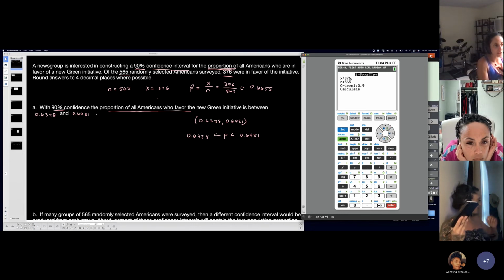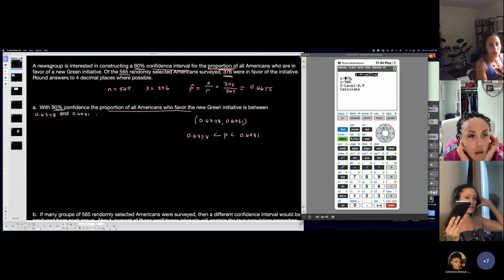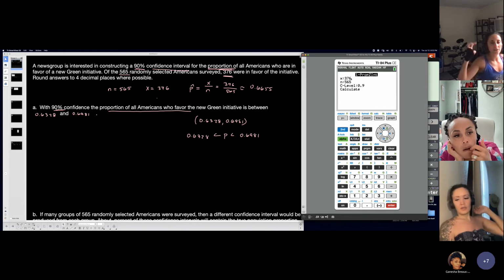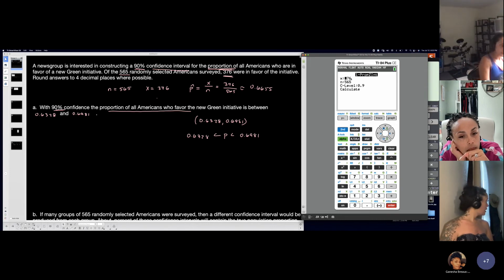I never put a decimal here. It's not going to take a decimal, because X represents a discrete value. It has to be a whole number. I can't have a decimal amount of people or whatever.